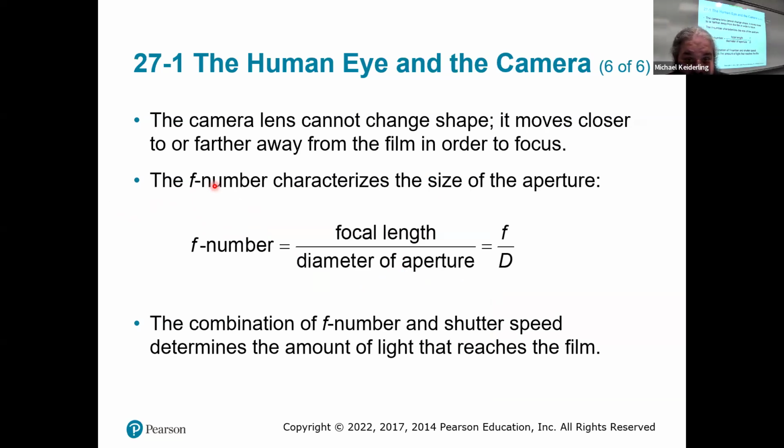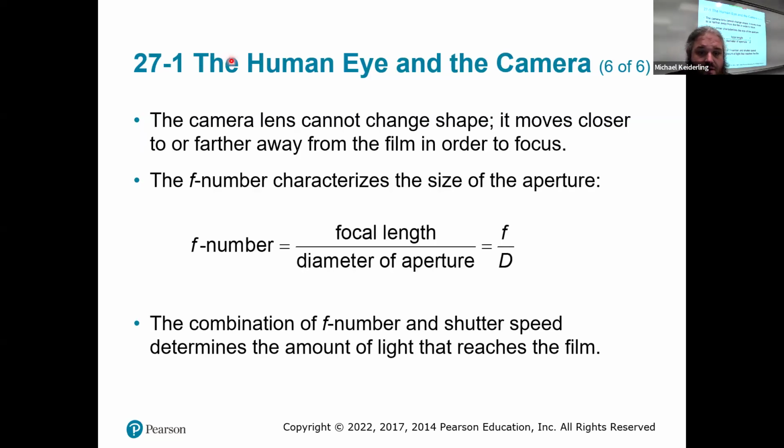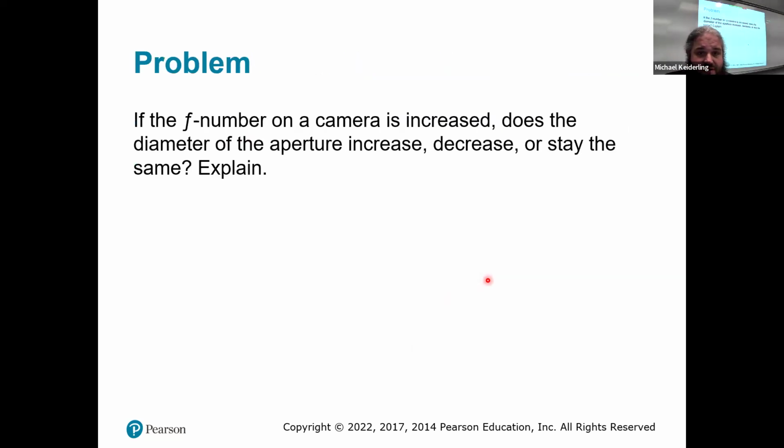And on cameras, the F number characterizes the size of the aperture. It's the focal length divided by the diameter of the aperture. And the combination of F number and shutter speed determines the amount of light that reaches the film. And then the sensitivity of the film is what's relevant after that. So F number is focal length divided by diameter of aperture.